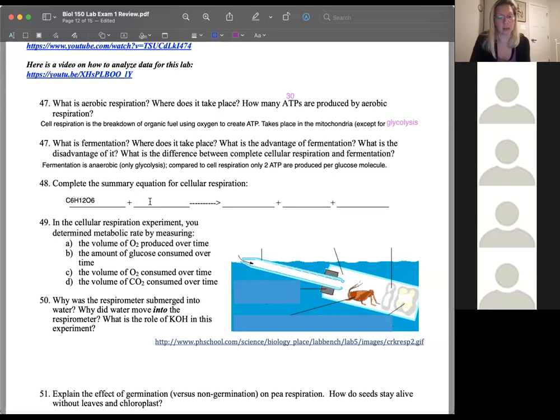And then of course, we're gonna need some oxygen. So if you want it balanced, you'll say 6 oxygen molecules per glucose molecule. So those are our inputs. And then what are the outputs here? Excellent. So we've got 6 carbon dioxide, a couple of water molecules, and some ATP.